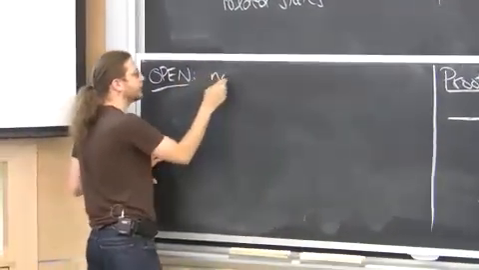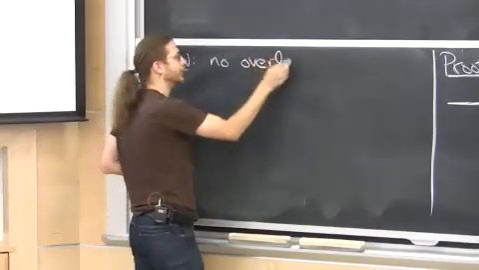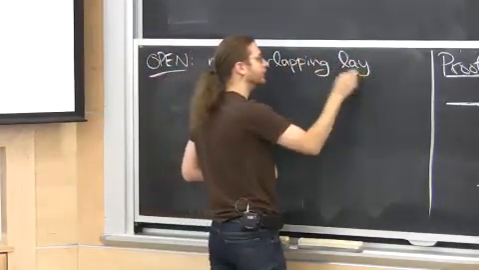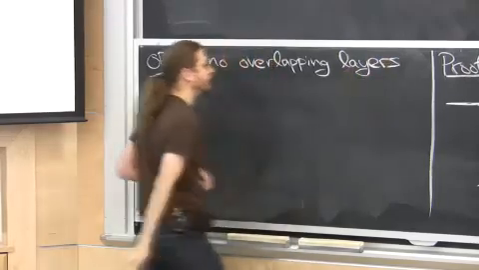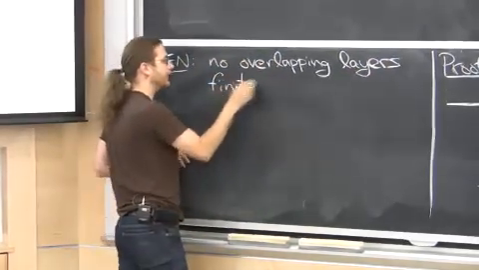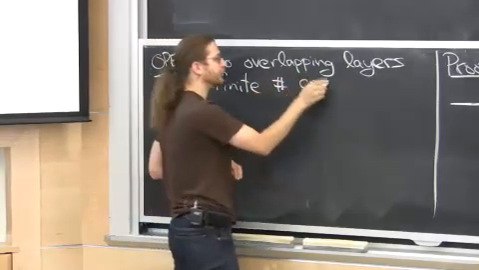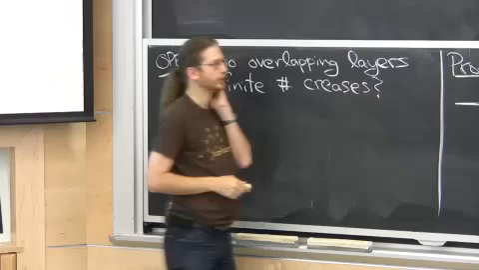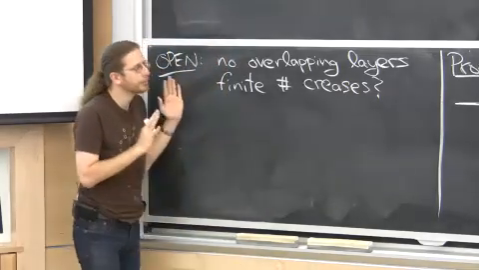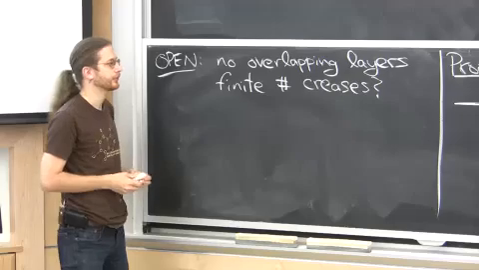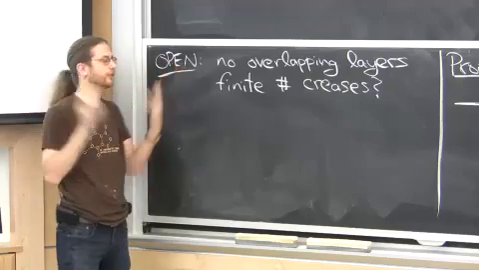Let's suppose you have no overlapping layers of paper. Make life a little bit easier. So the paper doesn't touch itself, so to speak. Can you do a finite number of extra creases? I would conjecture maybe yes, but this is a challenging problem. Here we have sort of infinitely many creases.